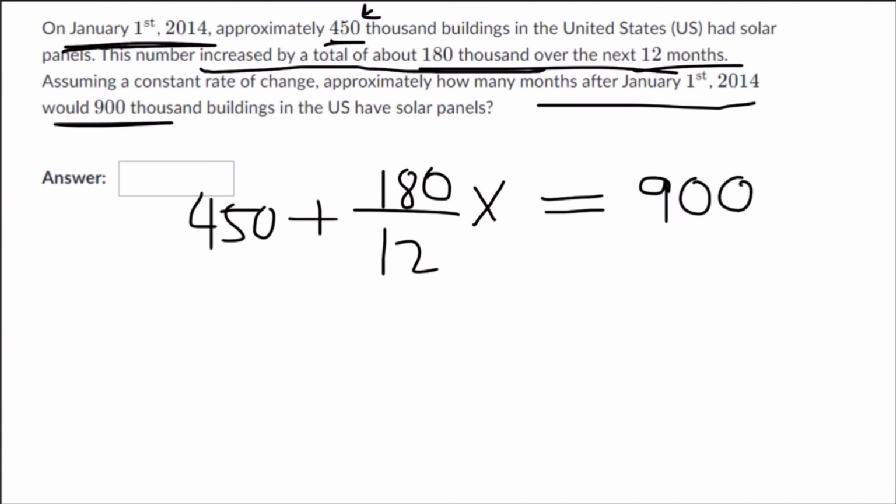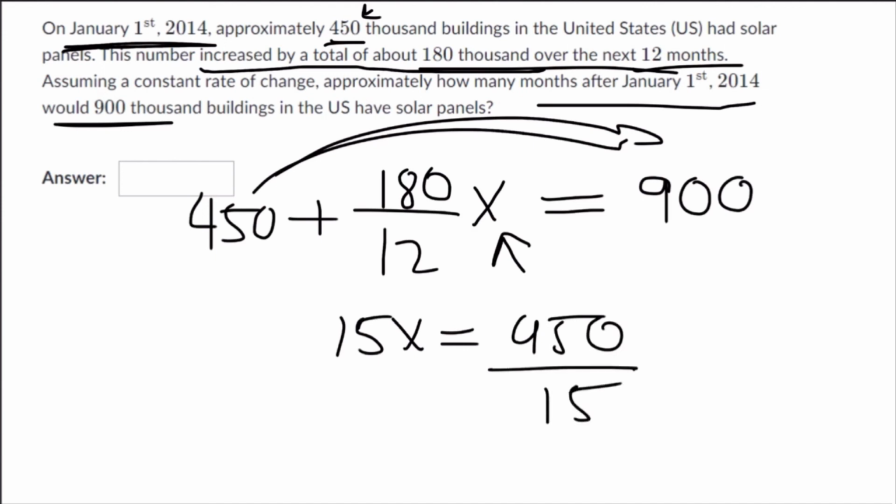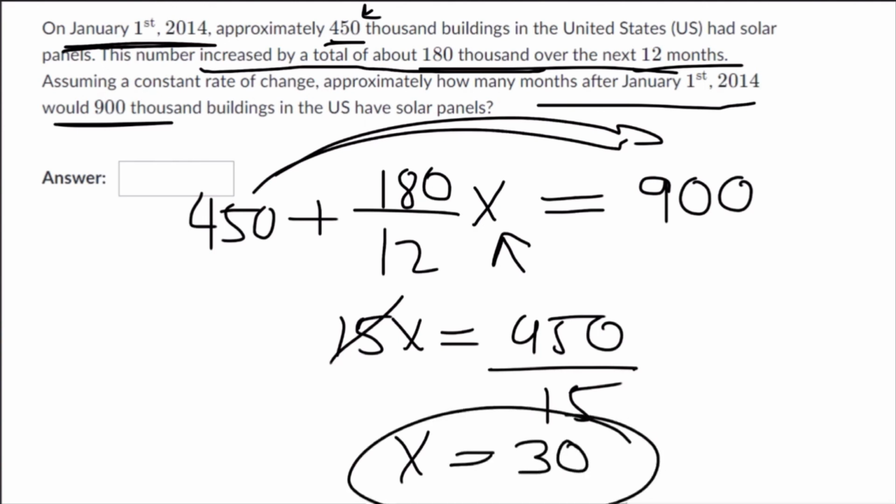So we just set this equal to 900, and to find X, we'll be able to find approximately how many months it took to reach this number. So let's take this to the other side. Actually, let's simplify this. 180 divided by 12, I think, would be 15. So 15x equal to 900. We took this to the other side, that's going to be also 450. And then we're going to divide by 15 to get x alone. X is going to equal 450 divided by 15. That's 30. X equals 30. So approximately 30 months after January 1st, 2014, they will have 900,000 buildings in the US. So the answer here is 30.